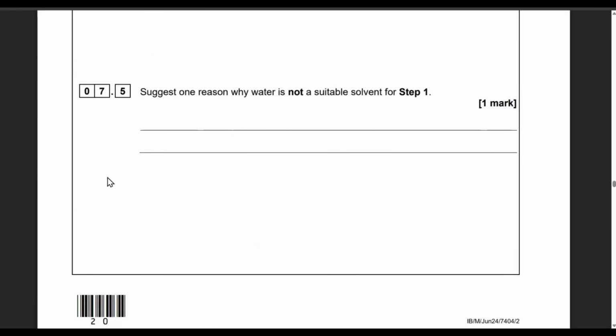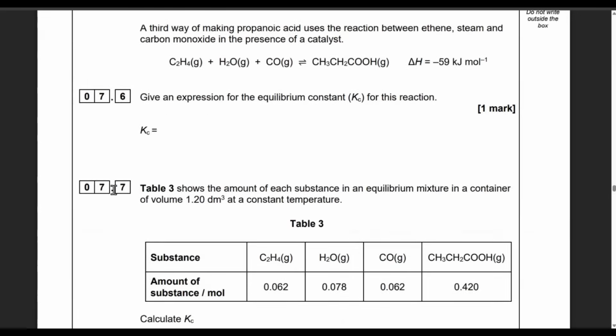Superb. Okay, now we're looking at equilibria. A third way of making propanoic acid uses the reaction between ethene and steam and carbon monoxide in the presence of a catalyst. So we've got an ethene molecule plus a water molecule plus carbon monoxide. They're all gaseous, and it makes gaseous propanoic acid. It's exothermic, minus 59 kilojoules per mole.